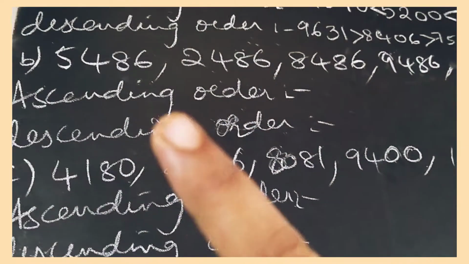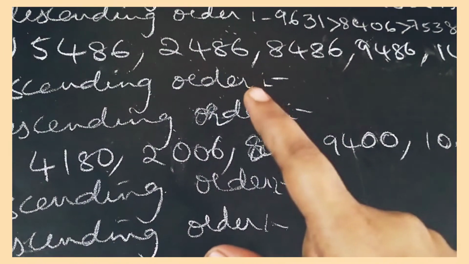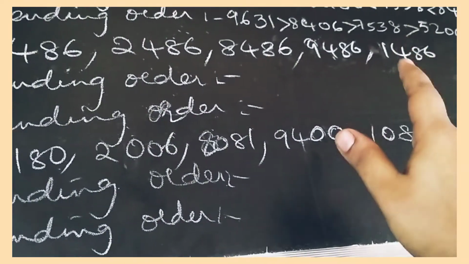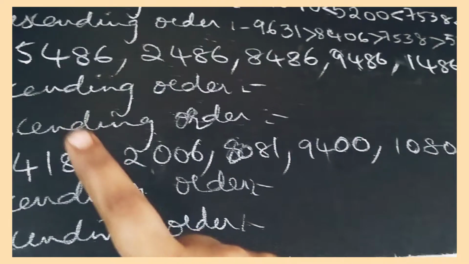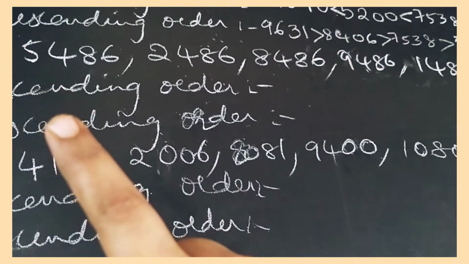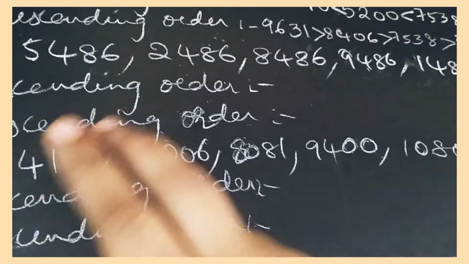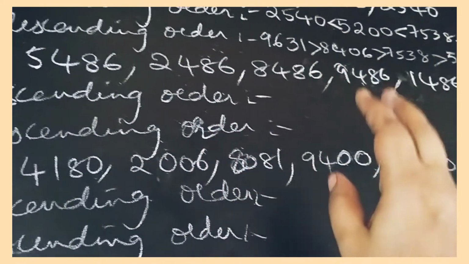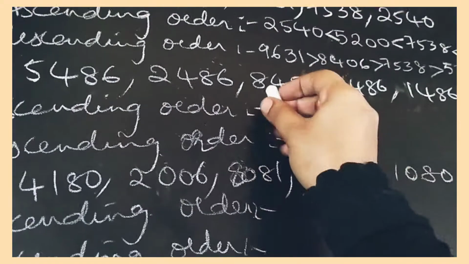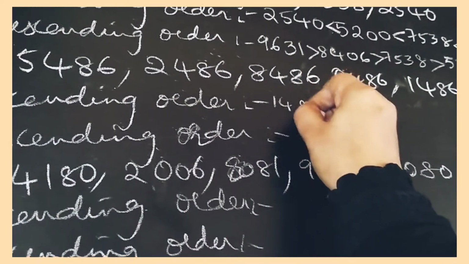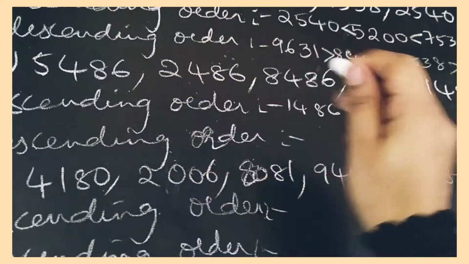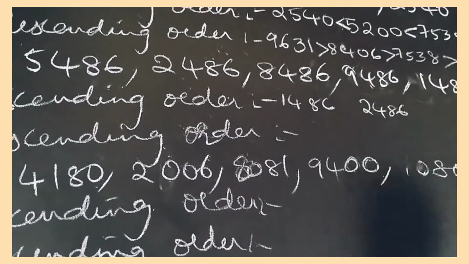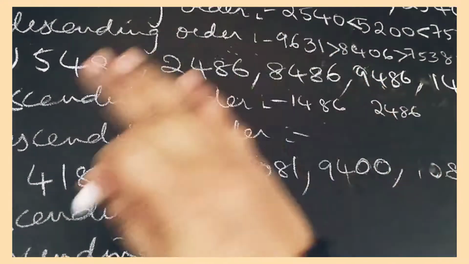The next one is 5486, 2486, 8486, 9486 and 1486. Here 486 is given in all the numbers, so only the thousands digit is different: 5000, 2000, 8000, 9000, 1000. Small to big means which is the smaller number here? 1000, so 1486. After 1000, 2000: 2486.